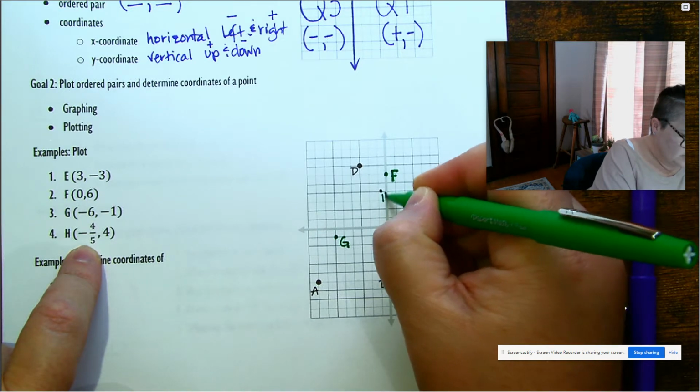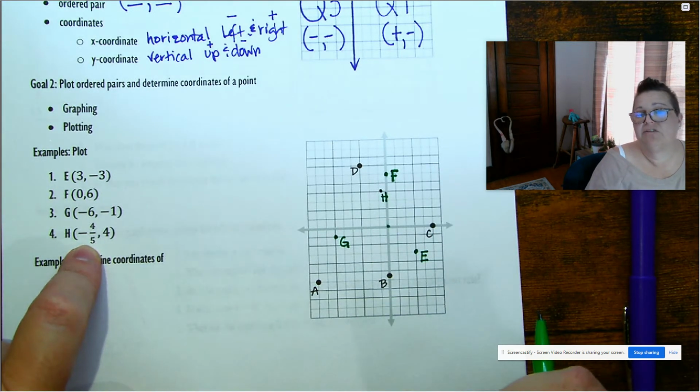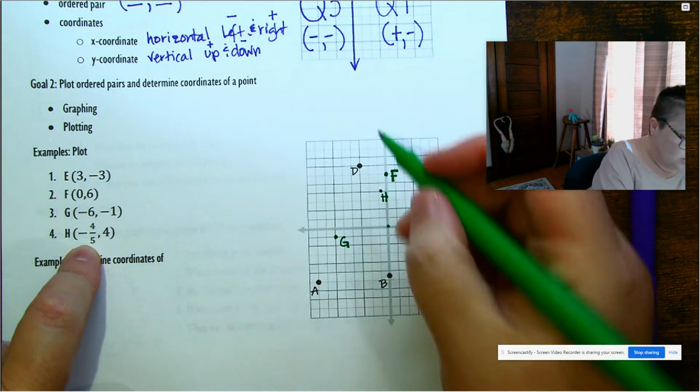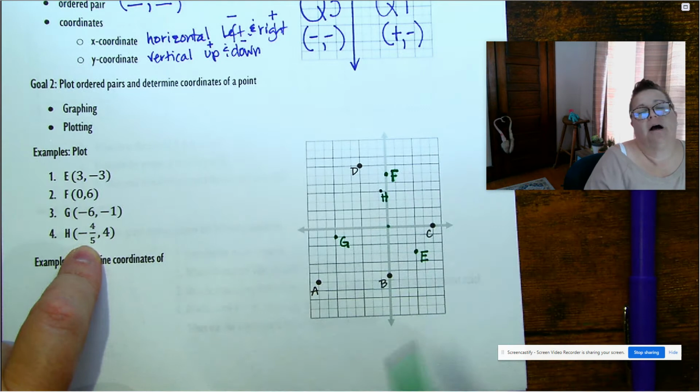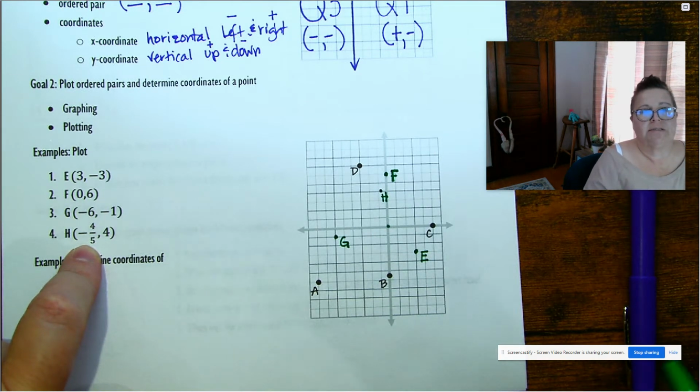This is point H. In many cases, you will be asked to approximate. It's okay if it's not right on every corner. I call the corner ones pretty points sometimes, but it's all right if it's not exactly on that corner. You should still be able to approximate where it is.